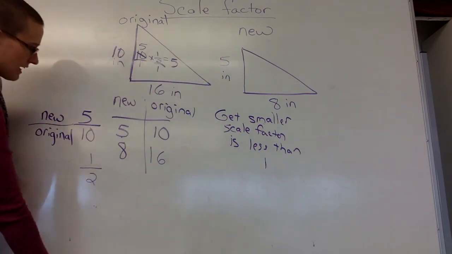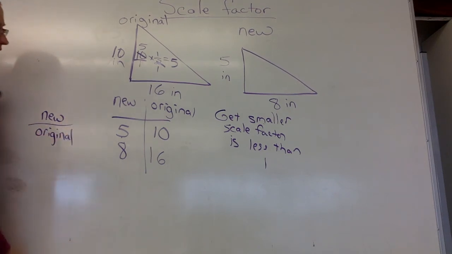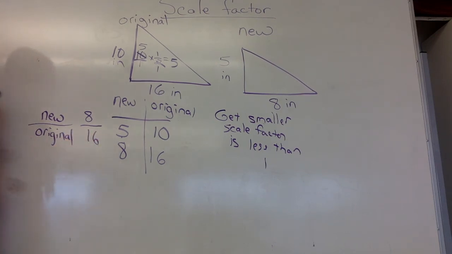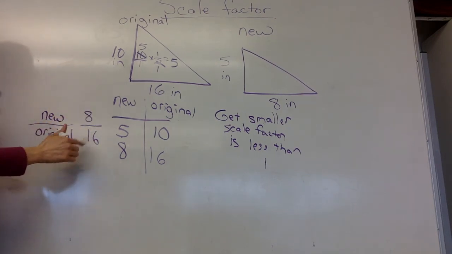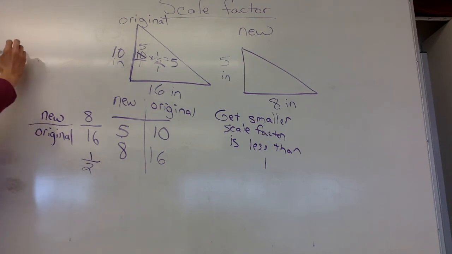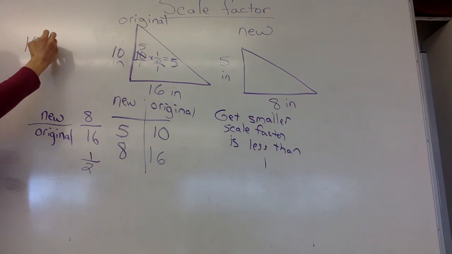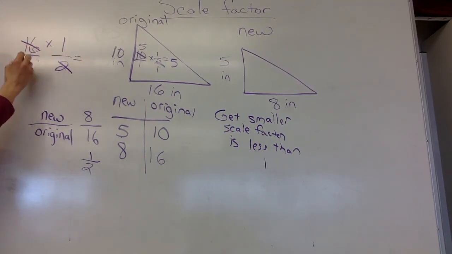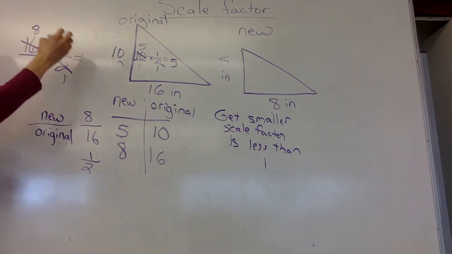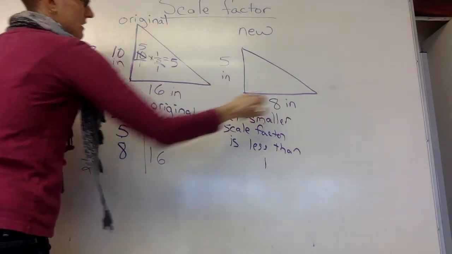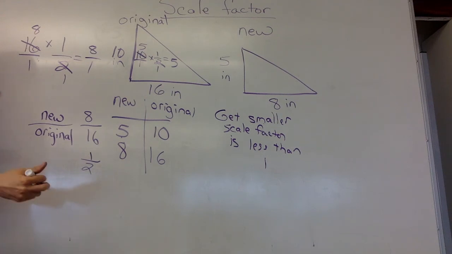Let's check it for the other sides that are corresponding. So my new was 8, my original was 16. Does this also reduce to 1/2? In fact, it does. I get 1/2. So what that's saying is if I have 16 and I multiply it by 1/2, I'm going to get 8. Let's do the math. I can cross cancel 16 and 2 to get 1 and 8. 8 times 1 is 8 over 1, which is 8. So it works that my scale factor here is 1/2.